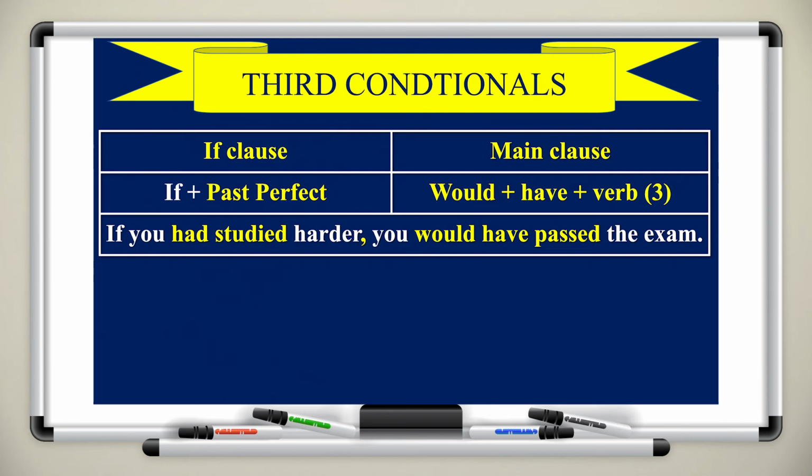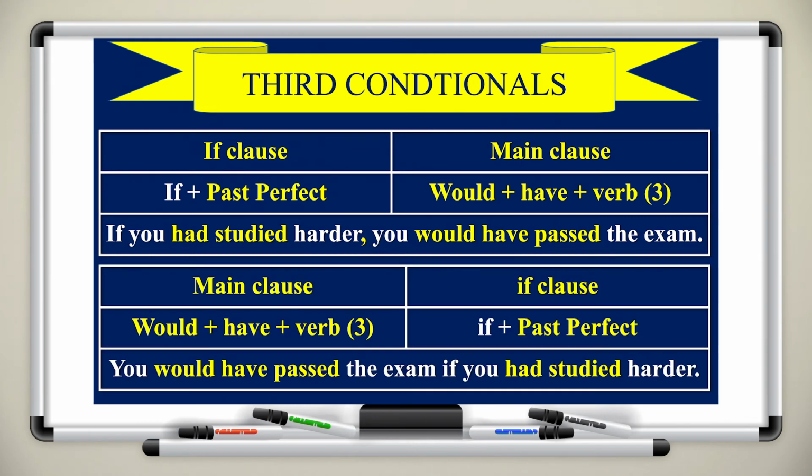So this is a past situation that you cannot change, but you are regretting, okay? You are regretting that this person did not pass the test. You can also flip this sentence saying, you would have passed the exam if you had studied harder. Okay, you would have passed the exam if you had studied harder.